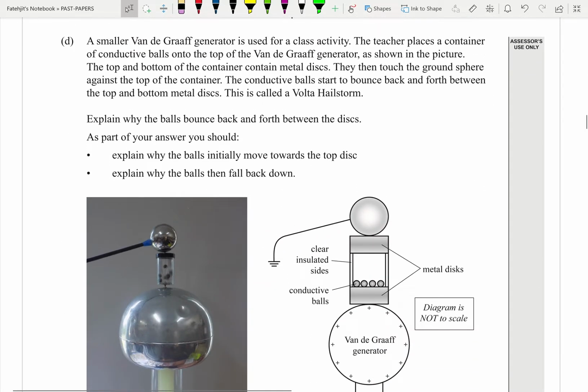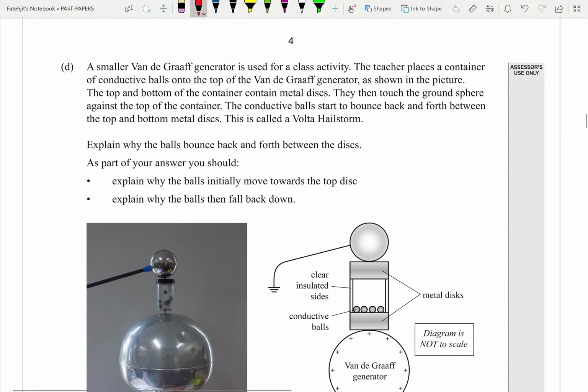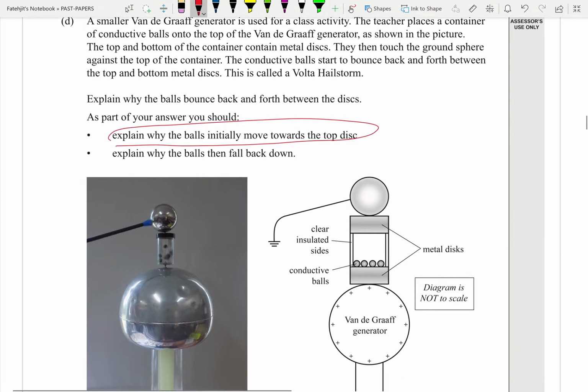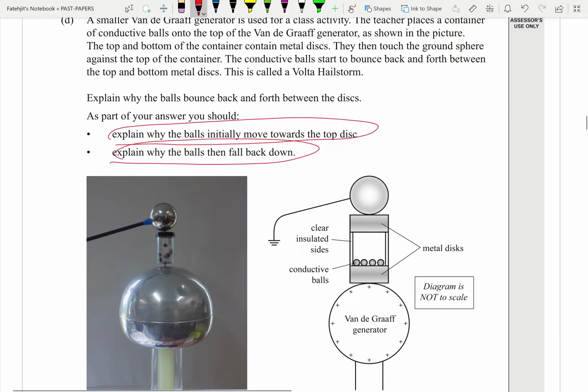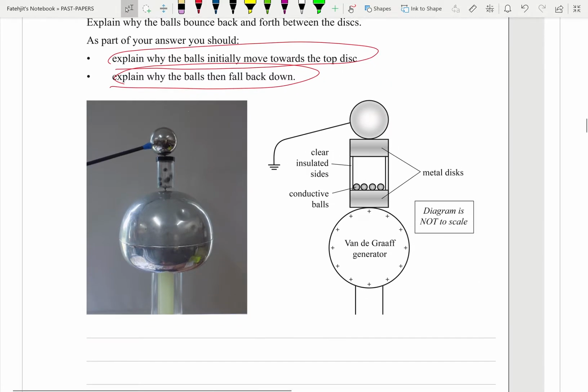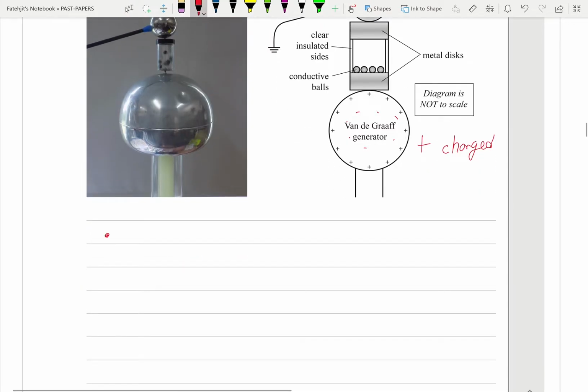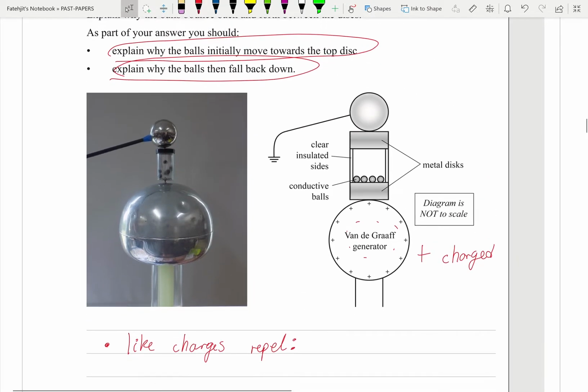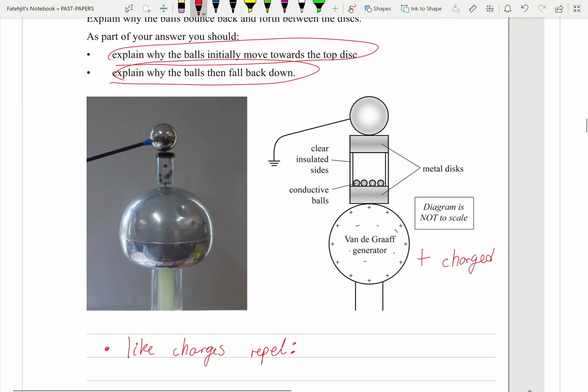Cool. The next question, you can have a quick read. Basically, it tells us to explain why the balls initially move towards the top disk, and explain why the balls then fall back. As you can see, this generator is positively charged. And the main thing you need to remember is that like charges repel. Therefore, when you place anything here, due to gravity, it will flow down.